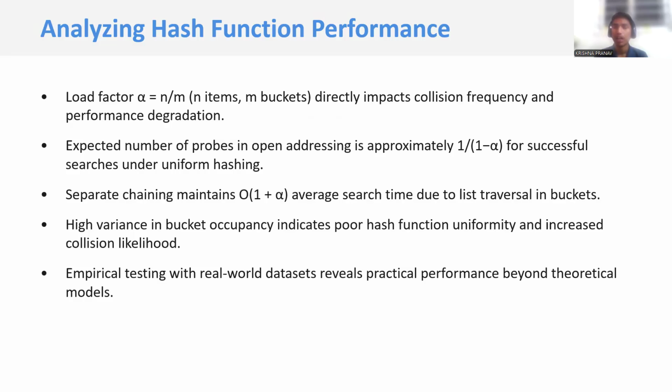buckets. High variance in bucket occupancy indicates poor hash function uniformity and increased collision likelihood. Empirical testing with real-world datasets reveals practical performance beyond theoretical models.